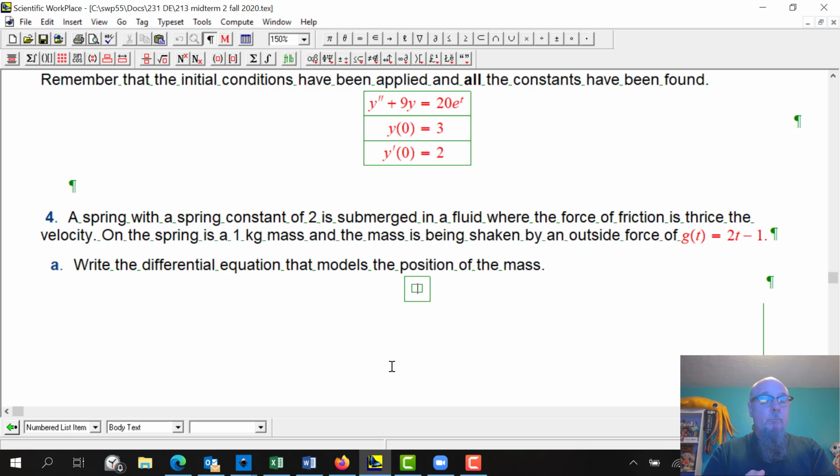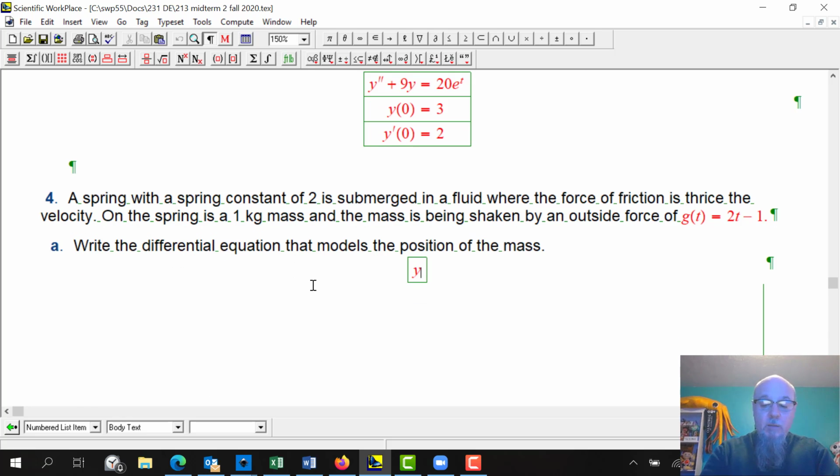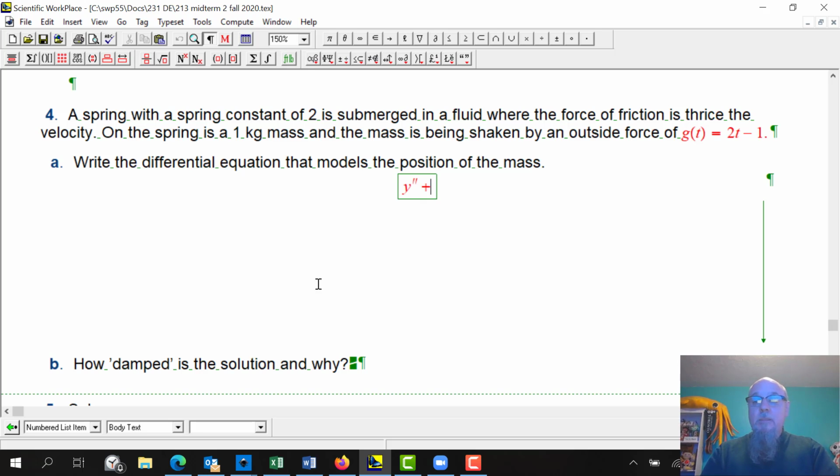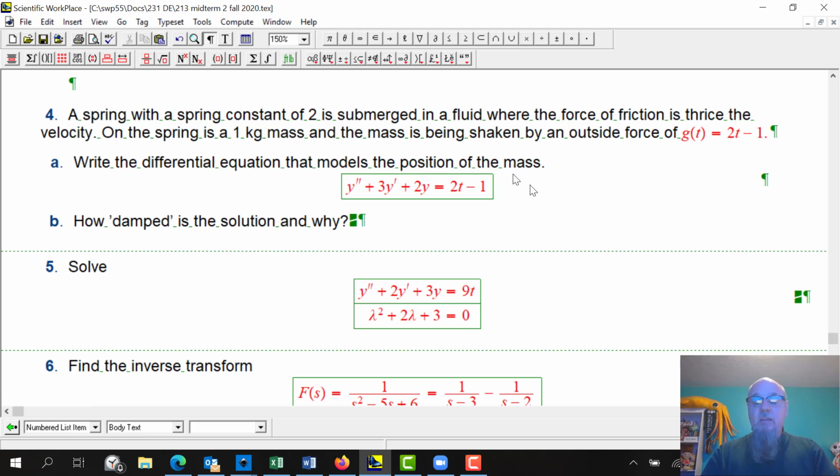A 1 kilogram mass, so 1 times y prime prime. The coefficient of friction is 3 times, thrice, y prime, plus spring constant of 2 is equal to the forcing function. So the forcing function is some outside force, someone pushing on it. So that's the answer that I wanted here for A. You don't have to solve it.